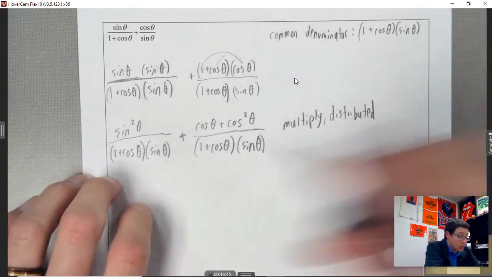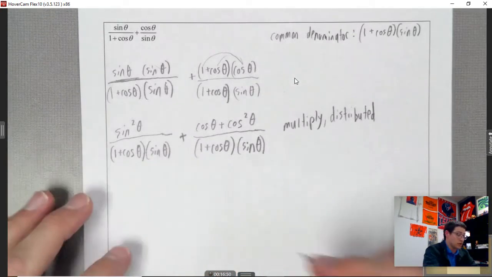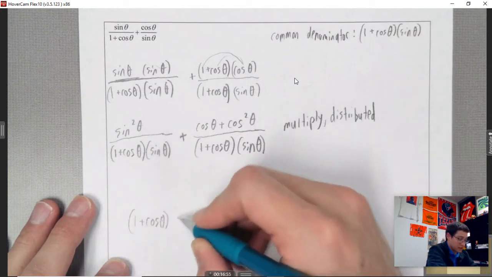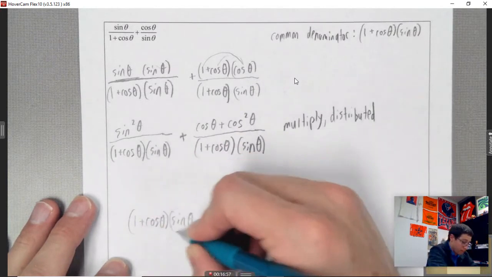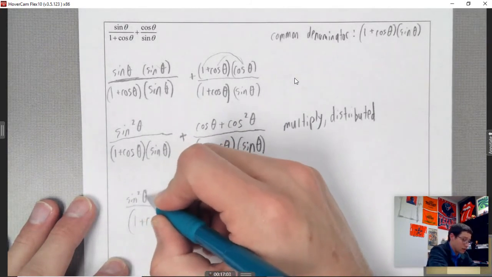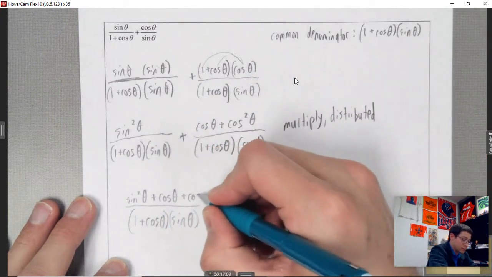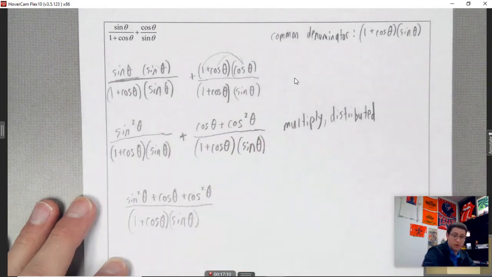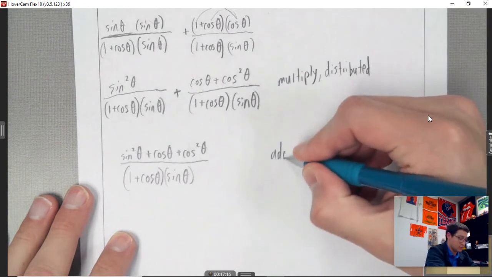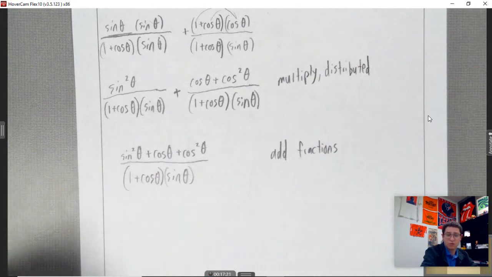Now we can actually add, because we have the same denominator. So let's go ahead and combine these two. So 1 plus cosine of theta. I like to start with my denominator. You can put parentheses there if you want. All over sine squared theta plus cosine of theta plus cosine squared of theta. There we go. So all we did here is add the two fractions. Add fractions, something to keep track of what we've done.